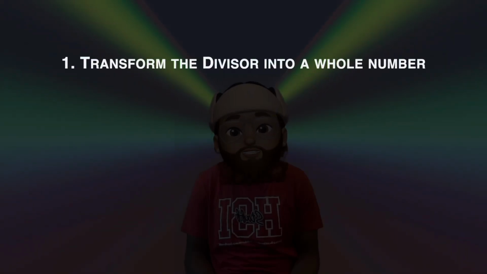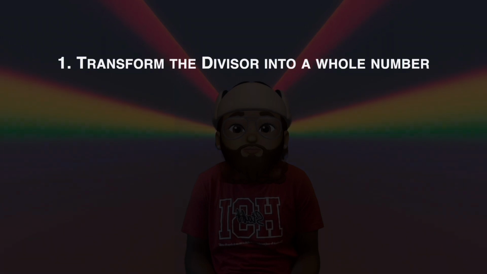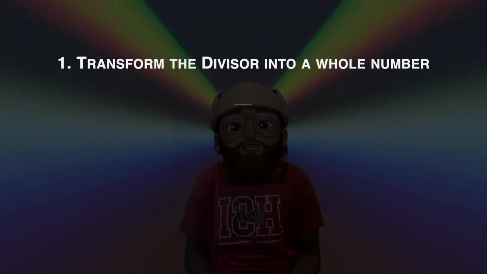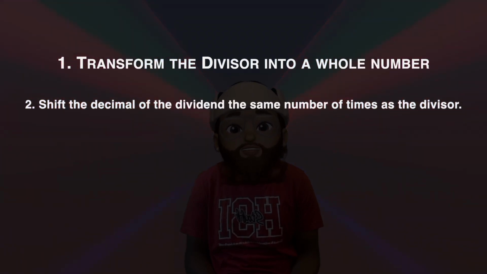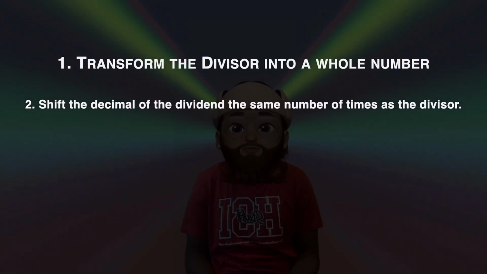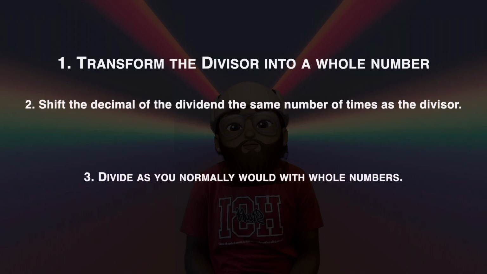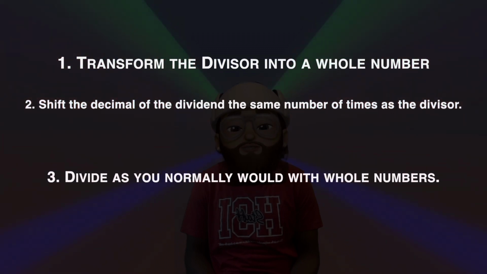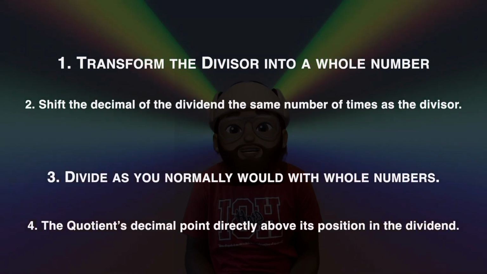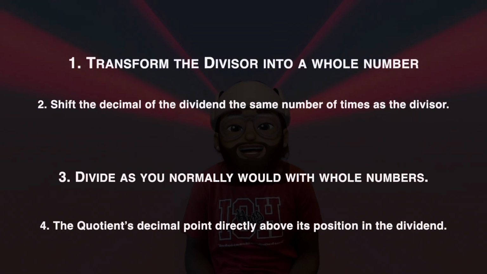As the lesson notes say, when dividing decimals, first, you should transform the divisor, which is the number you're dividing by, into a whole number by shifting its decimal point to the right. The second thing is, shift the decimal point of the dividend, the number you're dividing, the same number of places to the right. The third, divide as you normally would with whole numbers. And finally, the quotient's decimal point remains directly above its position in the dividend.